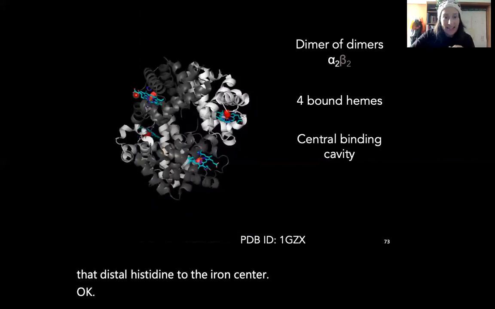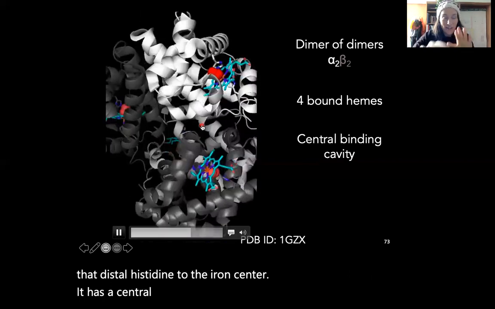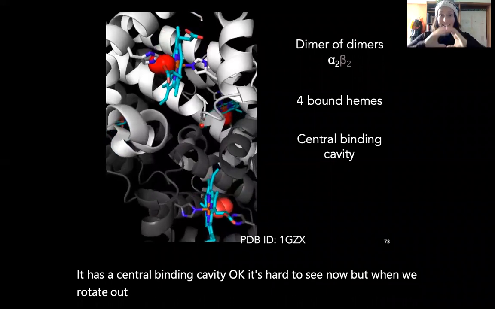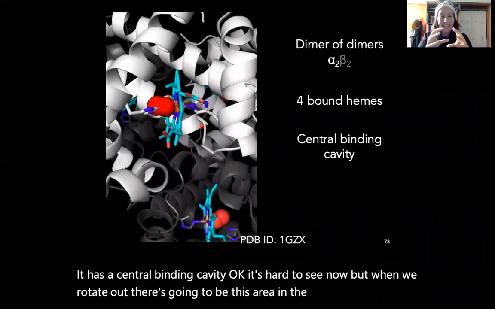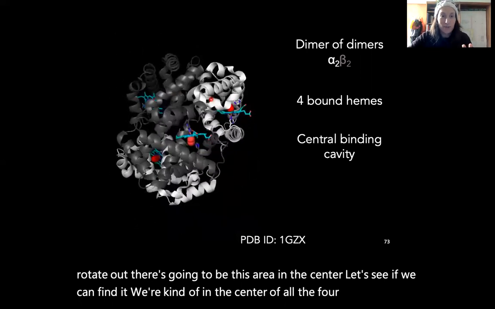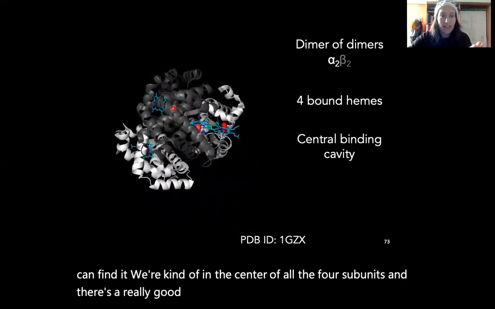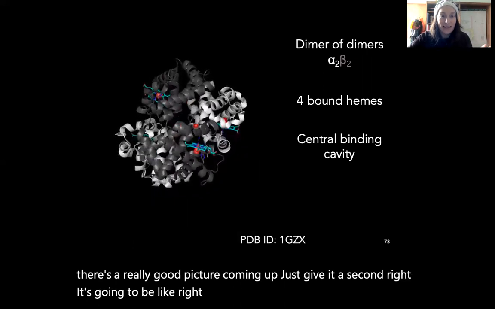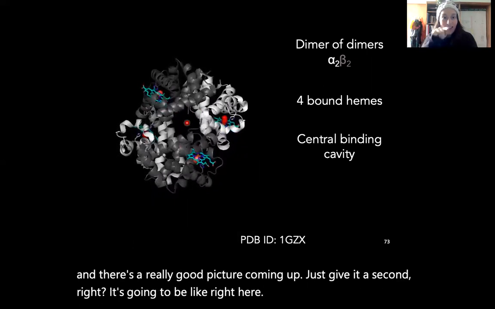It has a central binding cavity. Okay, it's hard to see now, but when we rotate out, there's going to be this area in the center. Let's see if we can find it. We're in the center of all the 4 subunits, and there's a really good picture coming up. Just give it a second. Right, it's going to be right here. And there it is. See, straight through.